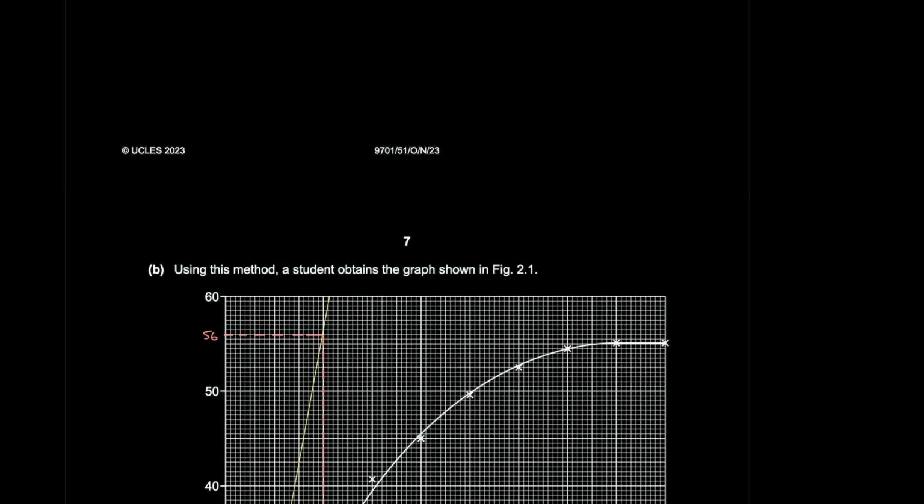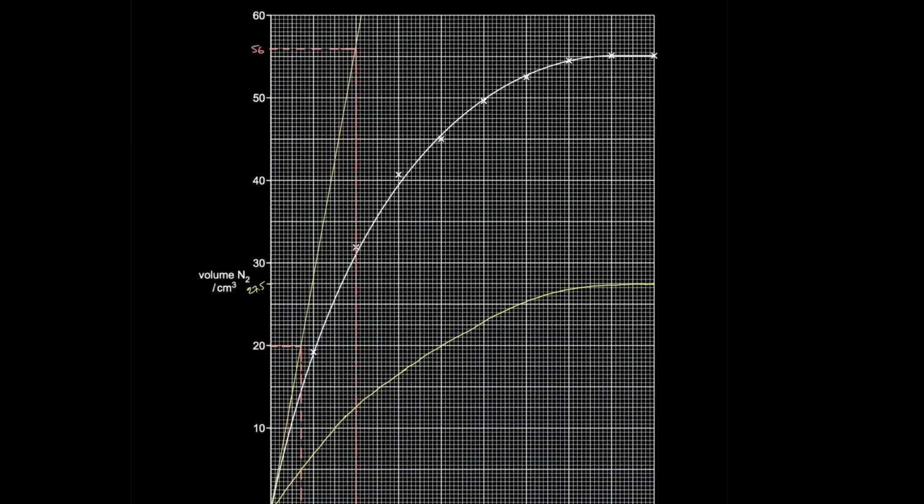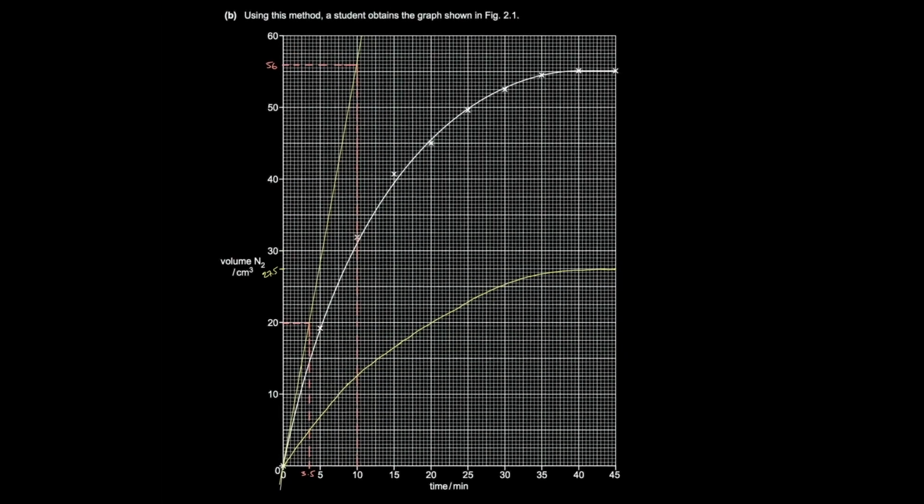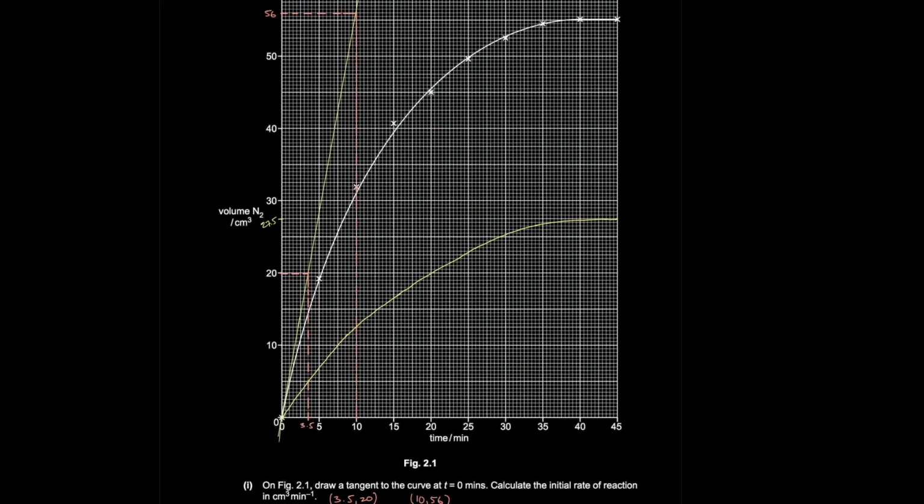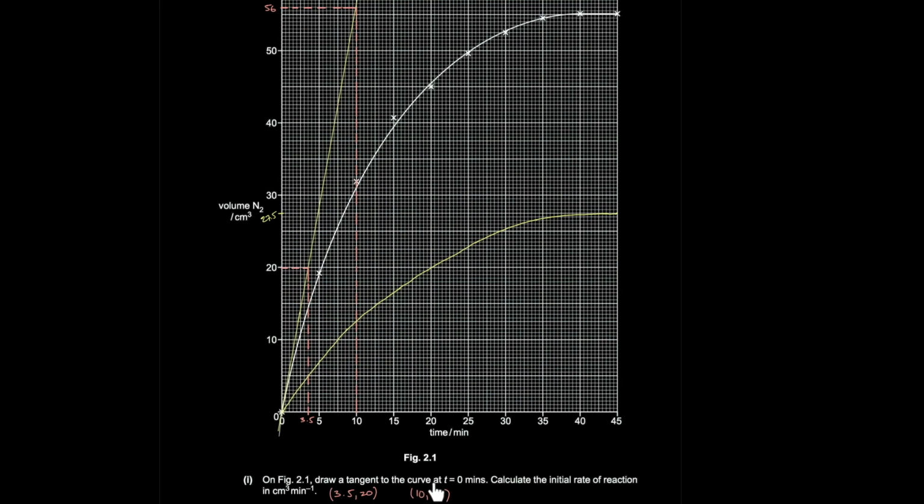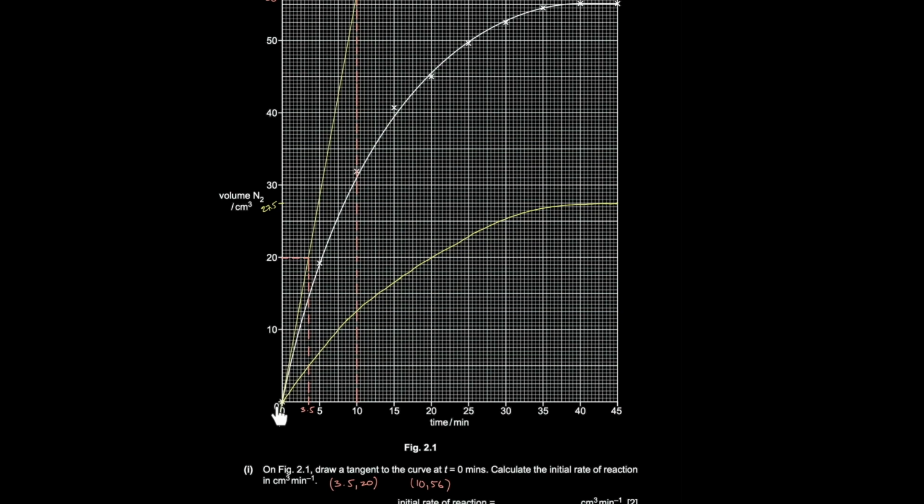So using this method, the student obtains the graph shown in figure 2.1. This is the graph that's given to us, this curve over here. On figure 2.1, draw a tangent to the curve at t equals 0 minutes. Calculate the initial rate of reaction in centimeter cube per minute. So we need to draw a tangent to the curve at t equals 0 and find the slope of that tangent, to get the rate of the reaction at t equals 0. That's the initial rate of the reaction.